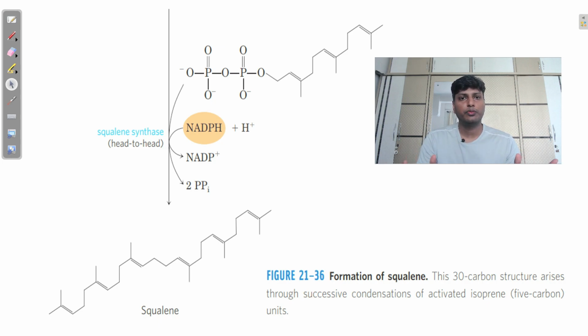So when two farnesyl pyrophosphates join together, there will be removal of these two pyrophosphate groups, and with the help of hydrogen which is donated by NADPH, both the farnesyl chains will be joined together, and the net result is going to be a straight chain compound which is called squalene.